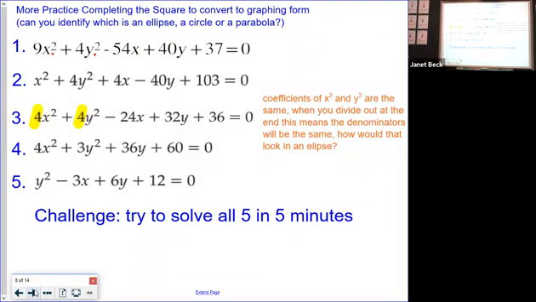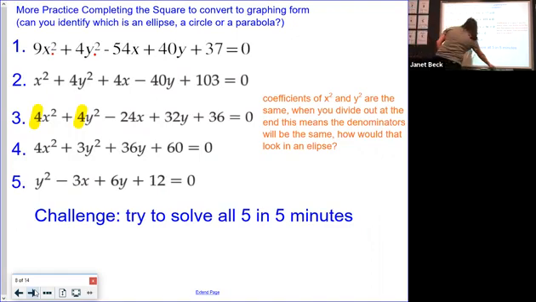Okay, for the rest of the lesson, I'd like you to spend some time practicing completing the square. Now, this is a mixture. Can you identify more practice completing the squares to convert to graphing forms? You don't need to graph them, but practice completing the square. And as you're doing it, can you identify which is an ellipse, which is a circle, or a parabola? There's a mixture, 5 different questions here. Challenge, try to solve all 5 in 5 minutes. That is a heck of a challenge.